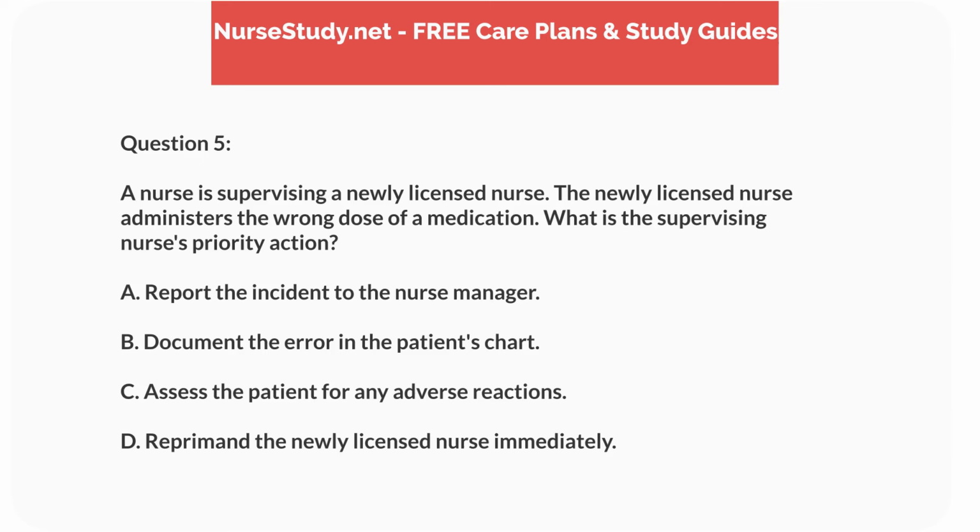Question 5. A nurse is supervising a newly licensed nurse. The newly licensed nurse administers the wrong dose of a medication. What is the supervising nurse's priority action? A. Report the incident to the nurse manager. B. Document the error in the patient's chart. C. Assess the patient for any adverse reactions. D. Reprimand the newly licensed nurse immediately.